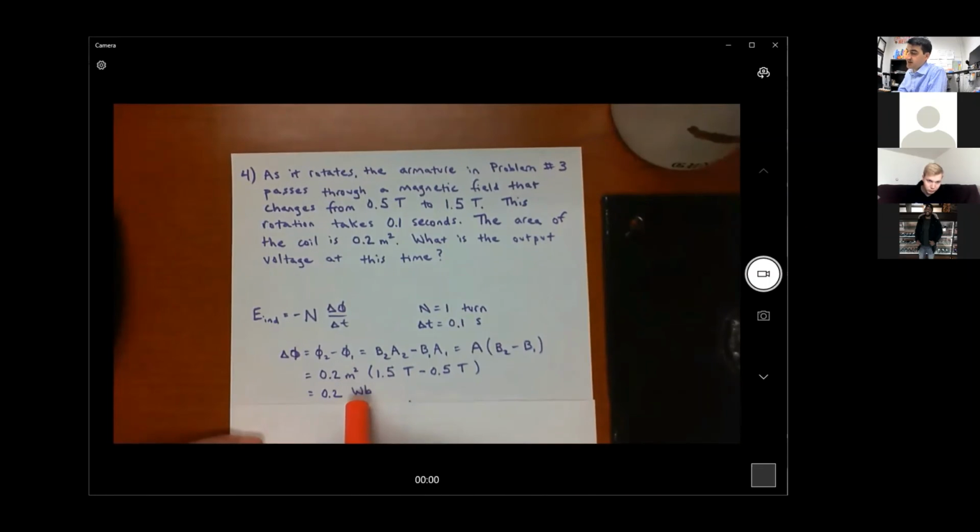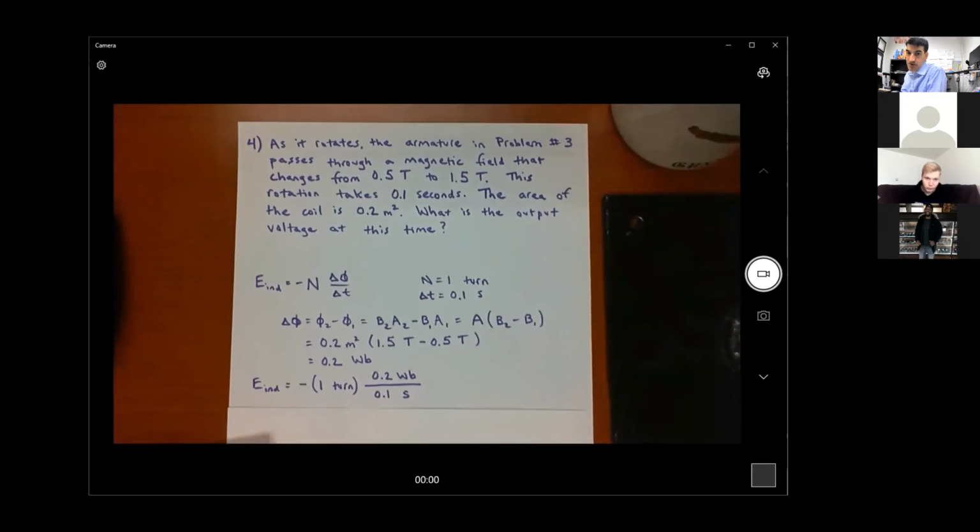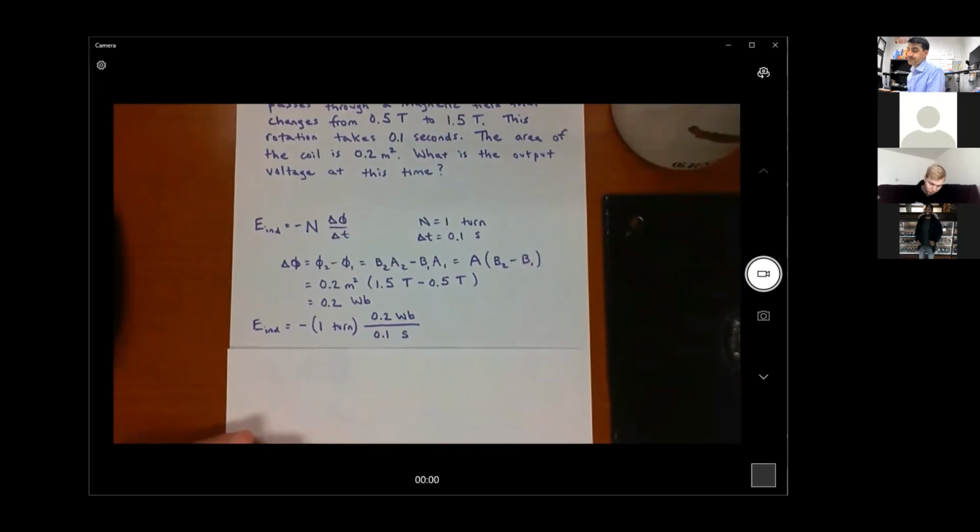So now I can plug that into my change of magnetic flux. These numbers work out quite nicely. My induced voltage is negative 1 turn times 0.2 Webers divided by 0.1 seconds. And I can actually do that in my head, and so can you. 0.2 divided by 0.1 is 2. 2 times 1 is 2, and then take that times negative, so you get negative 2 volts. So the induced voltage here is just negative 2 volts.